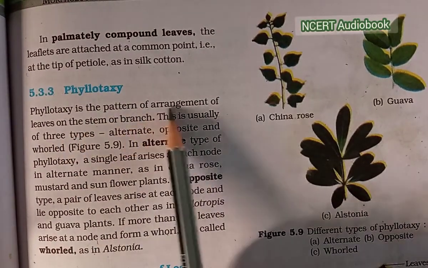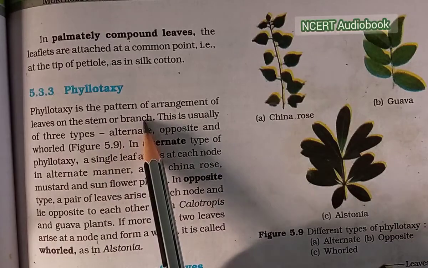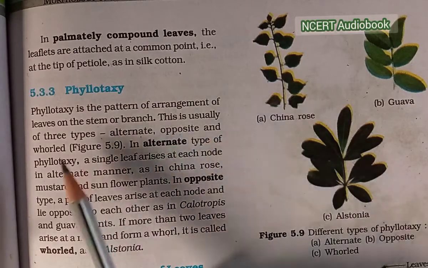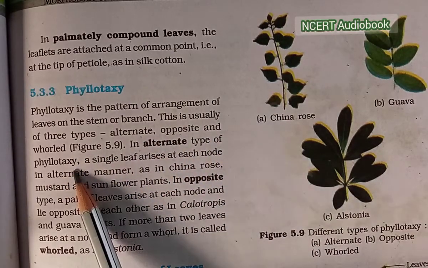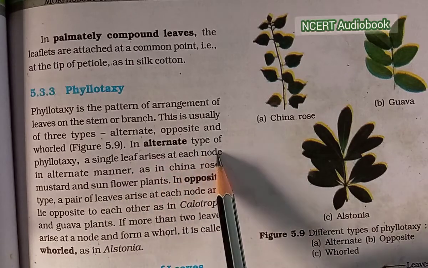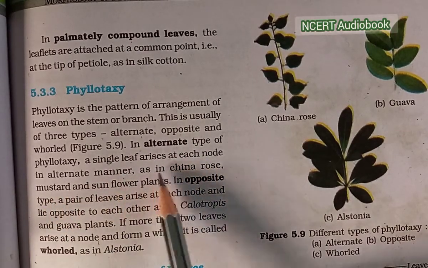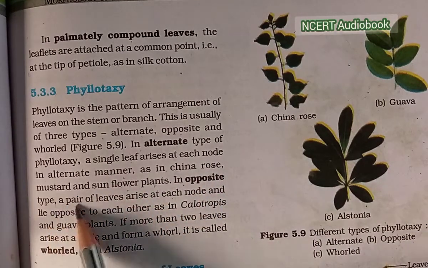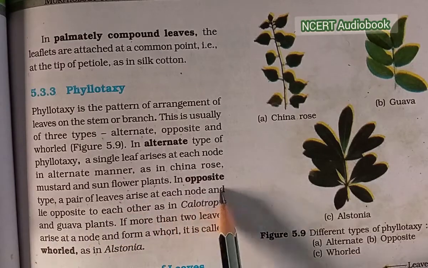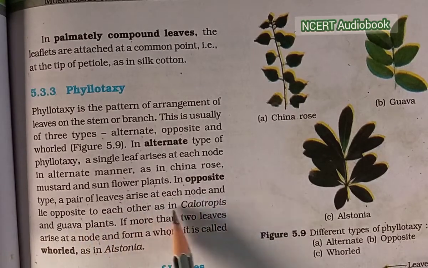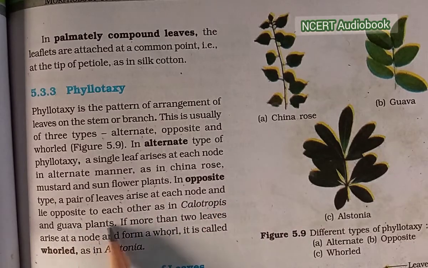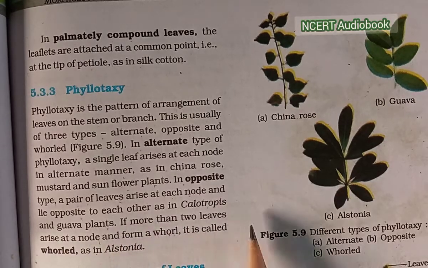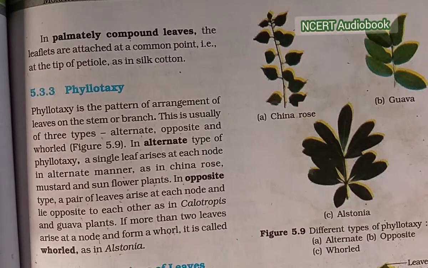Phyllotaxy is the pattern of arrangement of leaves on the stem or branch. This is usually of three types: alternate, opposite and whorled. In the alternate type of phyllotaxy, a single leaf arises at each node in an alternate manner, as in China rose, mustard and sunflower plants. In the opposite type, a pair of leaves arises at each node and lies opposite to each other, as in Calotropis and guava plants. If more than two leaves arise at the node and form a whorl, it is called whorled, as in Alstonia.